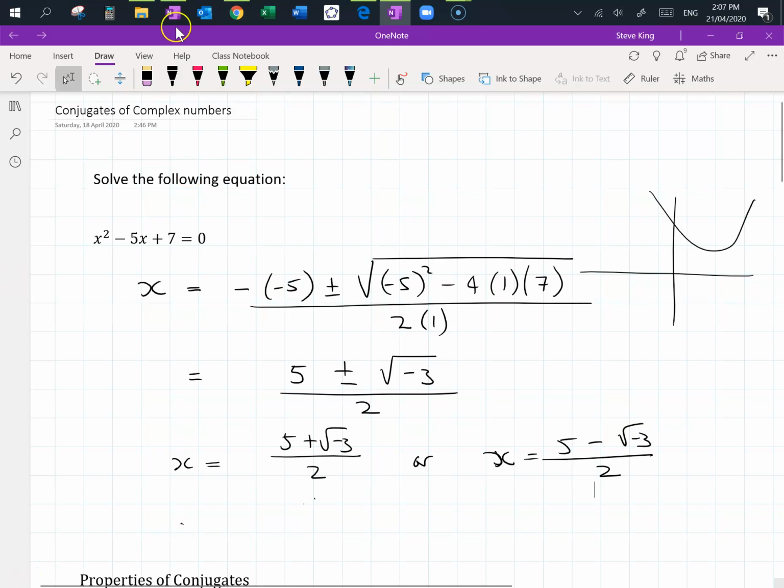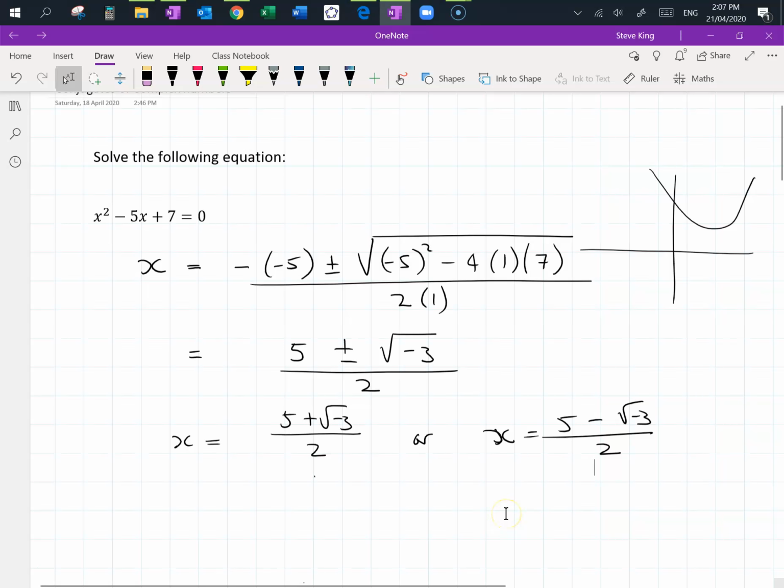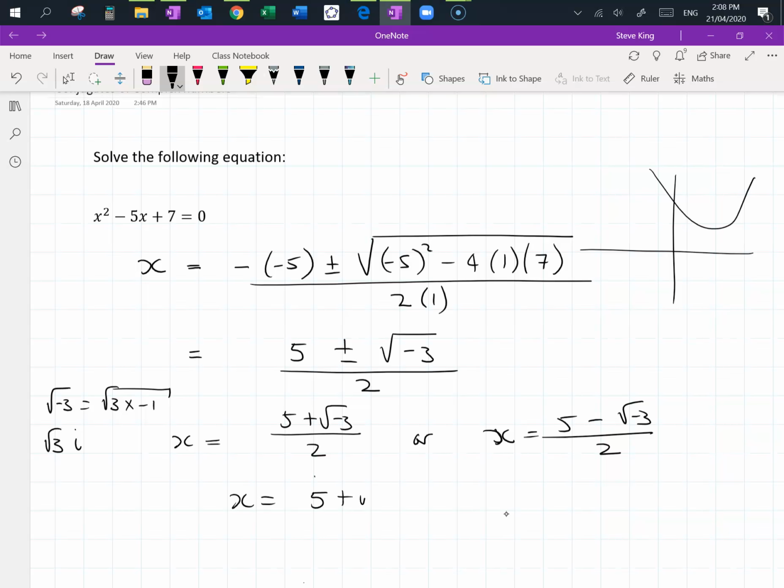Now that square root of -3, I can rewrite that as the square root of 3 times -1. And the square root of 3 I can write as the square root of 3, and the square root of -1 I can write as i. So I get a solution here that I could have x is equal to 5 plus root 3i all over 2, or x is equal to 5 minus root 3i all over 2.